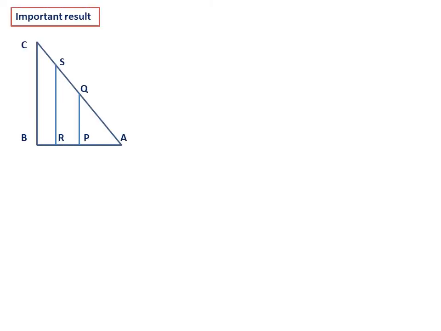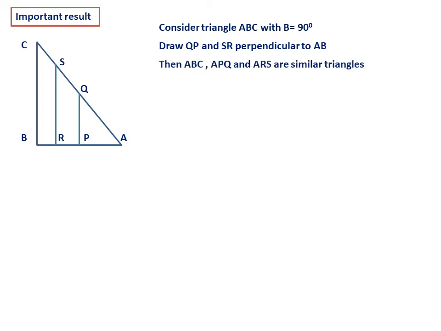This is another important result which you have to understand. Consider a triangle ABC with, of course, B as 90 degrees. Now, what you have to do is draw QP perpendicular to AB and also SR perpendicular to AB, two perpendicular lines. Now, you know that triangle ABC, triangle APQ and triangle ARS are all similar triangles. This you have studied. Therefore, as I told you in the beginning, proper knowledge of geometry is a must for understanding trigonometry.